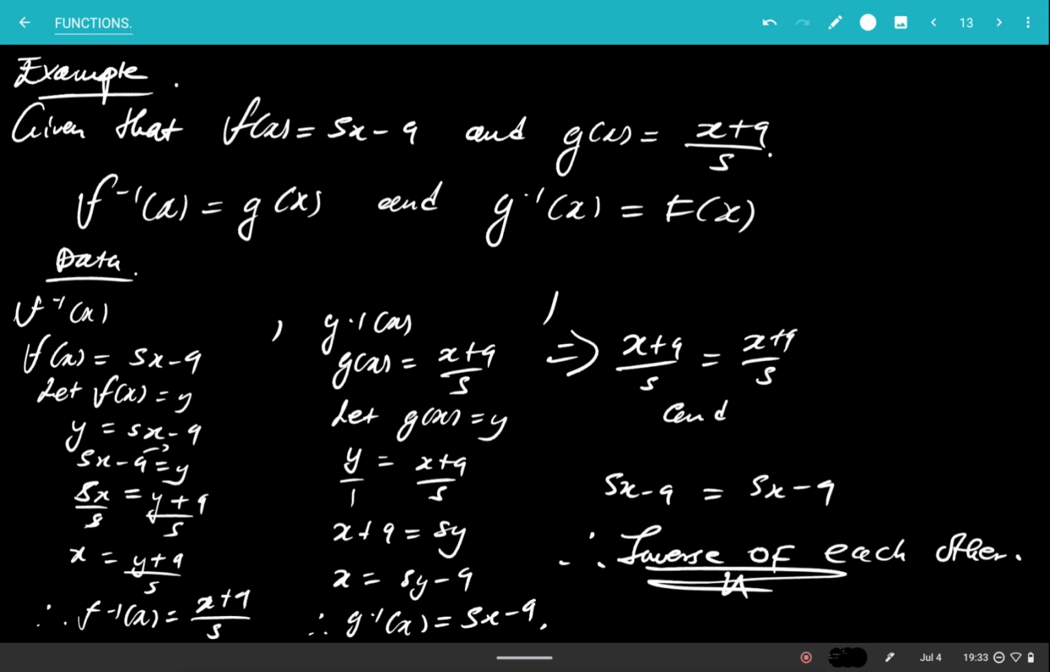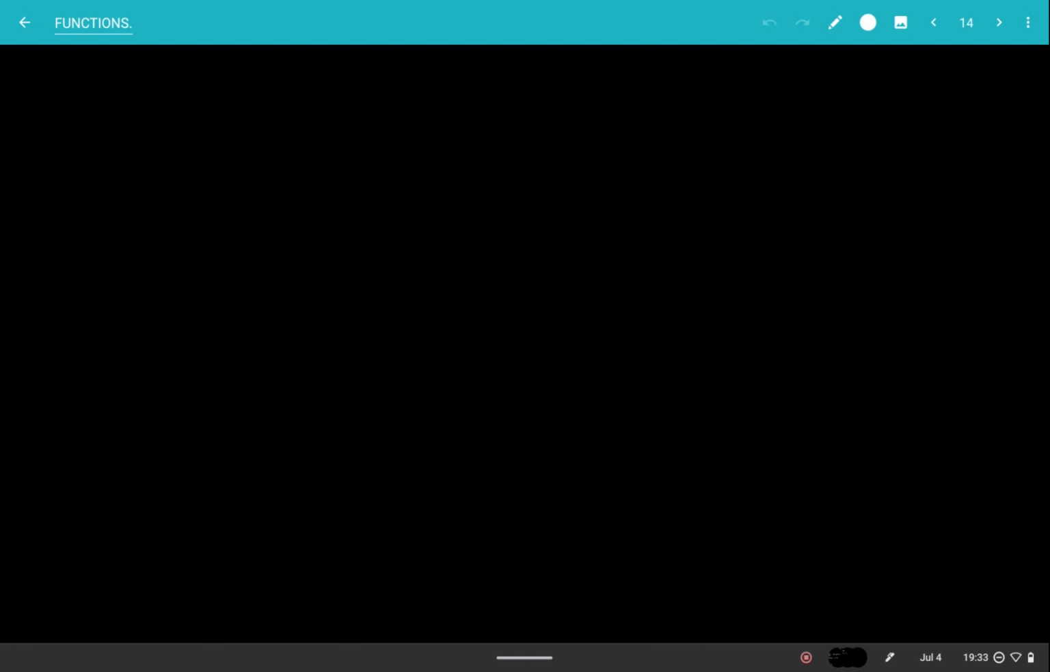Now, if these conditions are not met, it simply means that the function or the functions are not inversely related. Let's not forget that. It simply means that the functions are not inversely related. Okay, so let's move on to the next objective. It should be objective 5, if I am not mistaken.